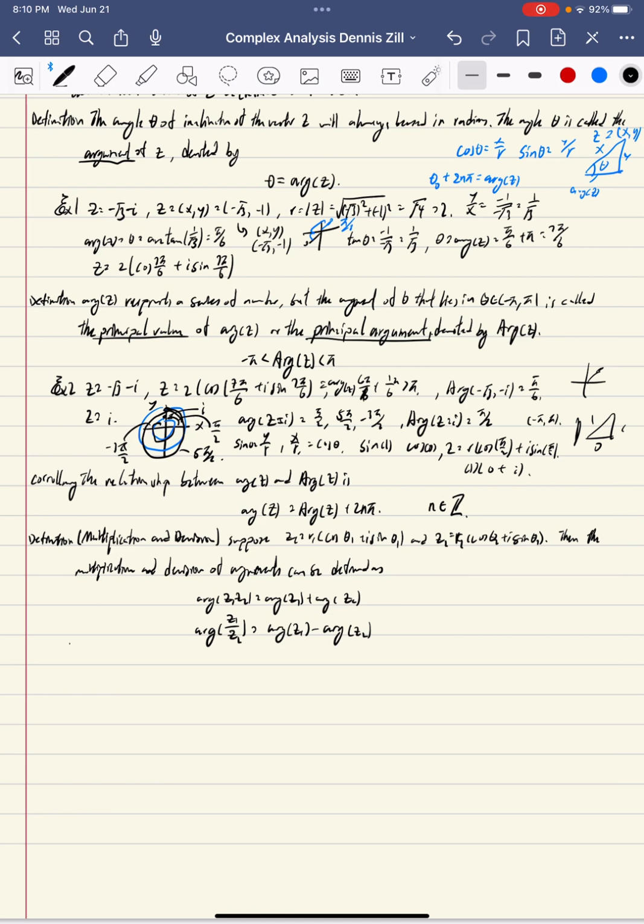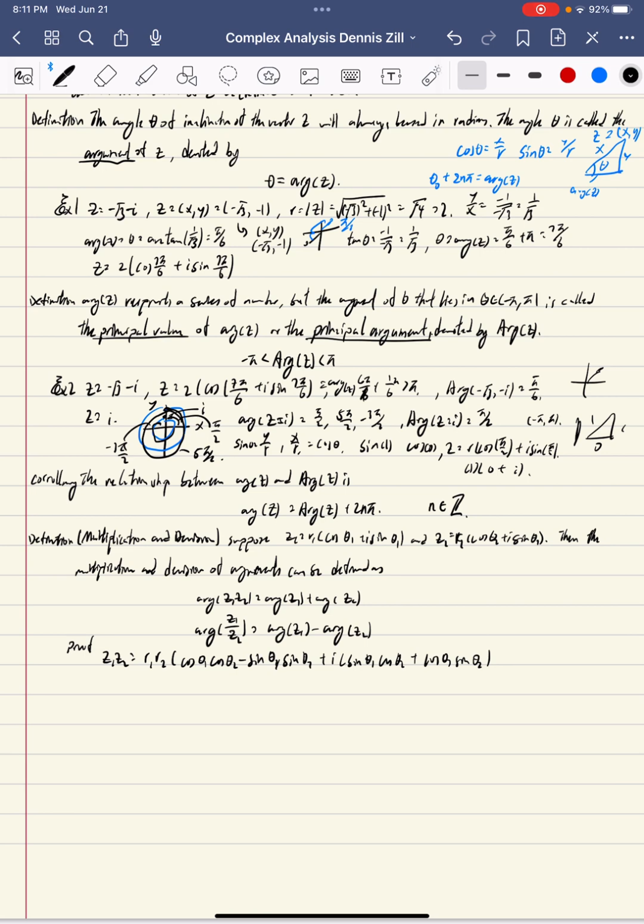And now we want to prove it. Suppose we have already supposed it right here. How about we do the product? z1 multiplied by z2 is equal to, if you multiply them, r1 r2 on the outside, and you have cosine theta 1 cosine theta 2 minus sine theta 1 sine theta 2, plus i times the imaginary part: sine theta 1 cosine theta 2 plus cosine theta 1 sine theta 2.